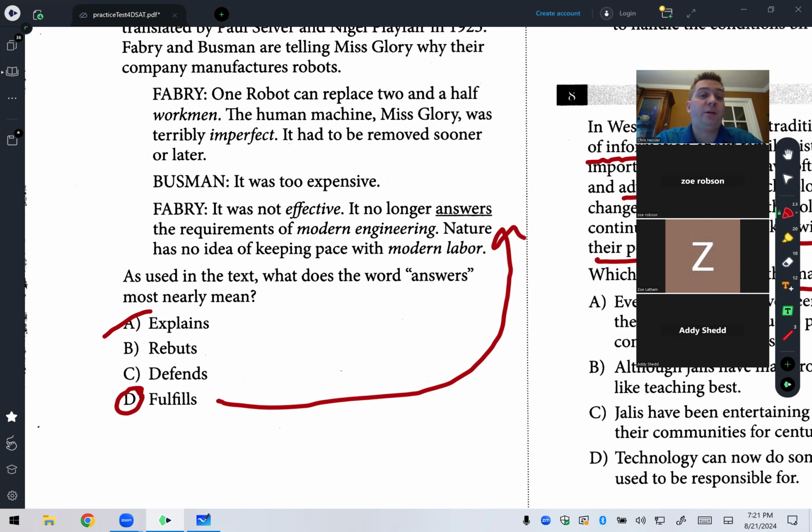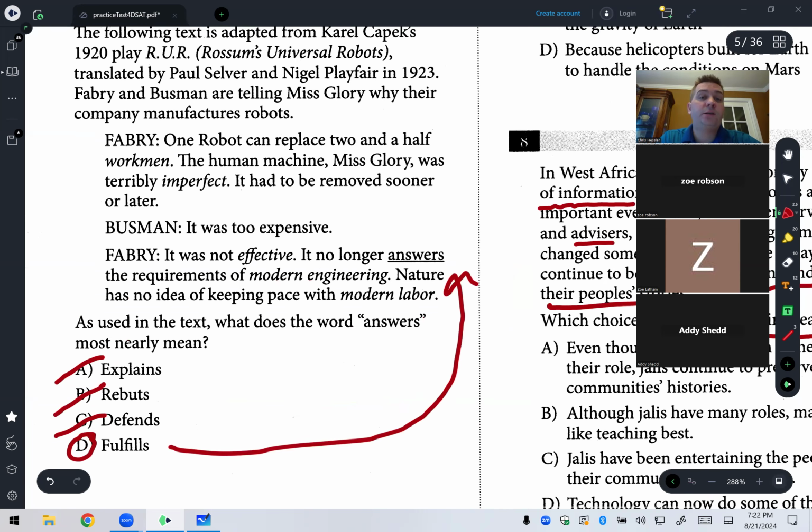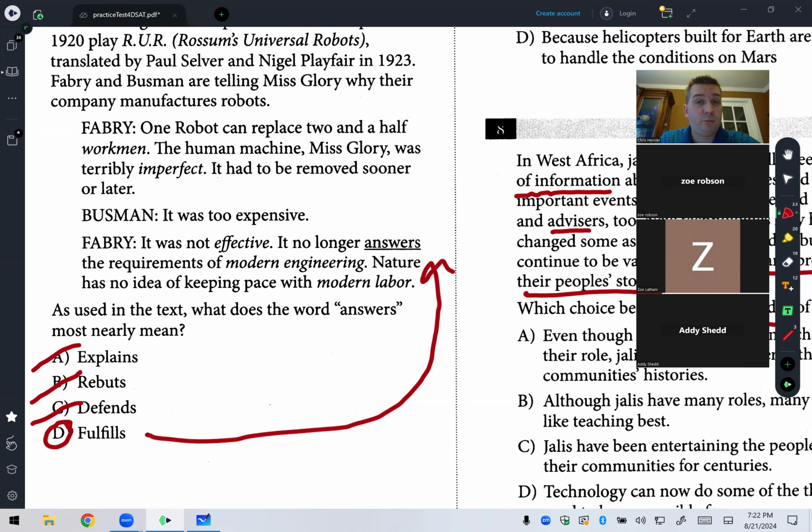This would be a more rare definition for this word, but I'm sure if we did pick up a dictionary, and I know you can't smuggle a dictionary into the SAT. That's why I like this strategy in lieu of that. Just read the words back into the sentence. One of them will make perfect sense. And if we read rebuts or defends back into the sentence, those would not fit either. Fulfills makes the most sense here, but this is not a typical definition for this word. Typically, when we think of answers, we think of explanations, but that was the wrong answer. So just watch out for seldom used meanings. They still count. So that one was D.